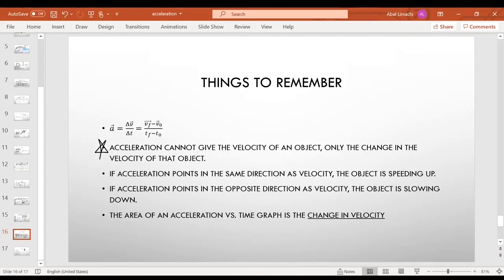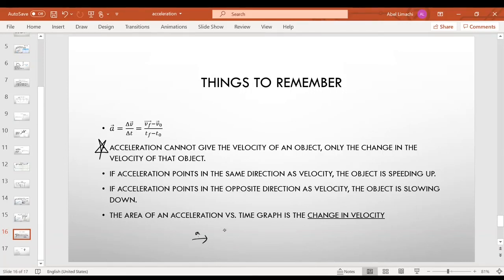So again, if you're just given the acceleration and the time interval, you can only figure out what the change in velocity is. You cannot figure out what the final velocity is, the initial velocity is, or even the distance traveled by that object. If the acceleration points in the same direction as velocity, the object is speeding up.